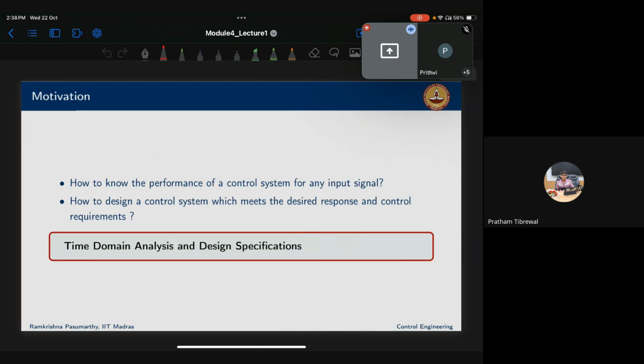The main motivation for doing time domain analysis is the basic question we need to ask: how to know the performance of the control system for a particular input signal, and how to design the control system which meets a particular desired response and control requirements. So mostly this time domain analysis deals with the different kinds of design specifications you demand for your system to meet.